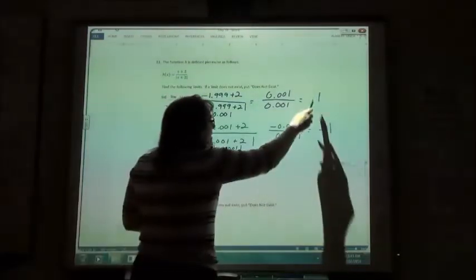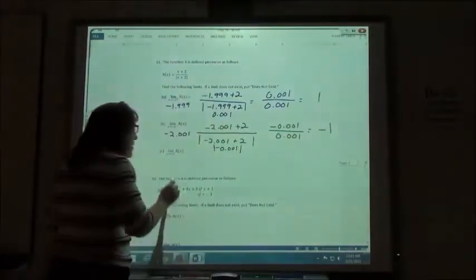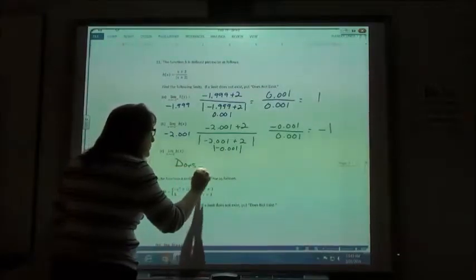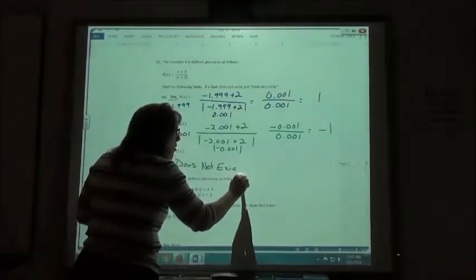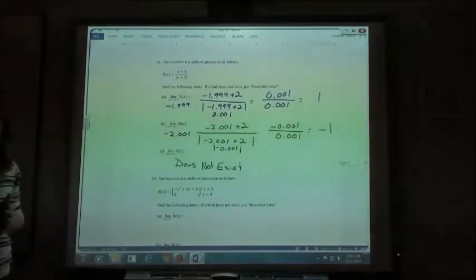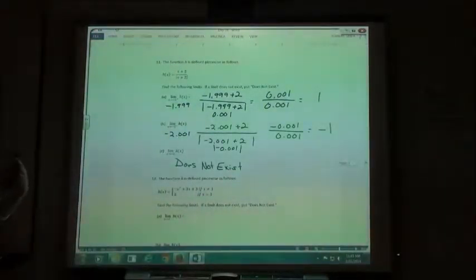Because in this case, this is positive 1 and this is negative 1, the limit here does not exist because they don't approach the same value as I approach from the positive direction and the negative direction.